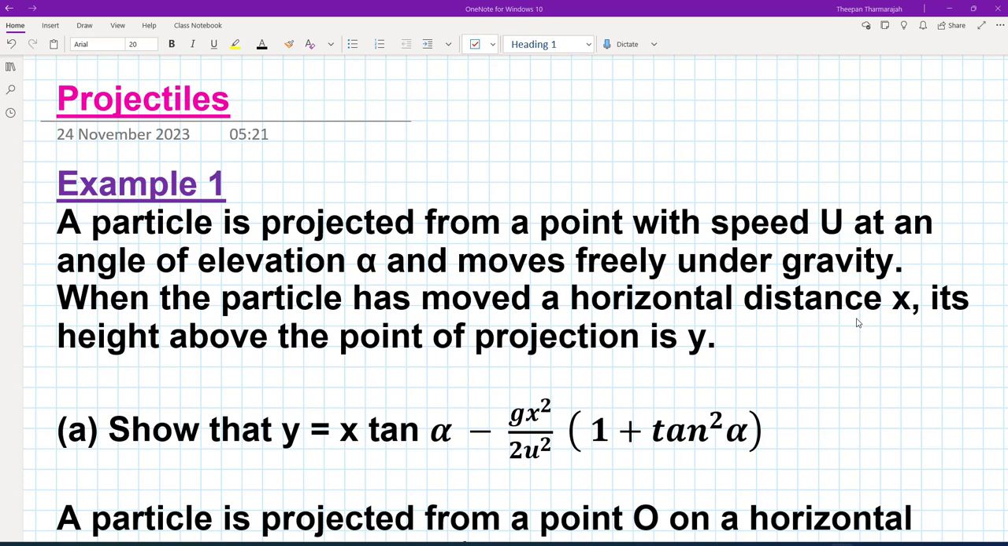A particle is projected from a point with speed u at an angle of elevation alpha and moves freely under gravity. When the particle has moved a horizontal distance of x, its height above the point of projection is y. Part A. Show that y equals x tan alpha minus gx squared over 2u squared times 1 plus tan squared alpha. So let's deal with the first part of the question.